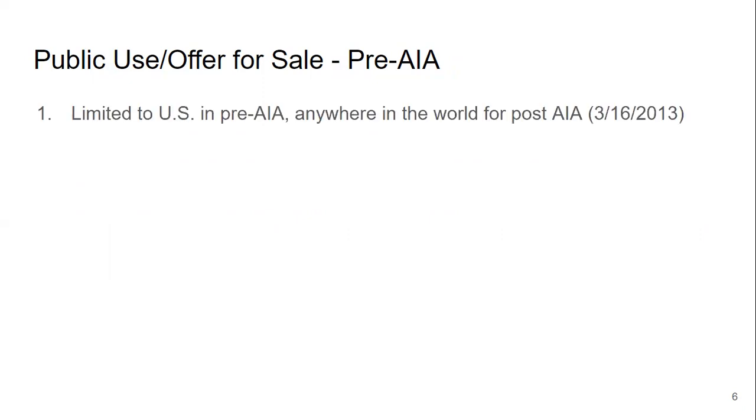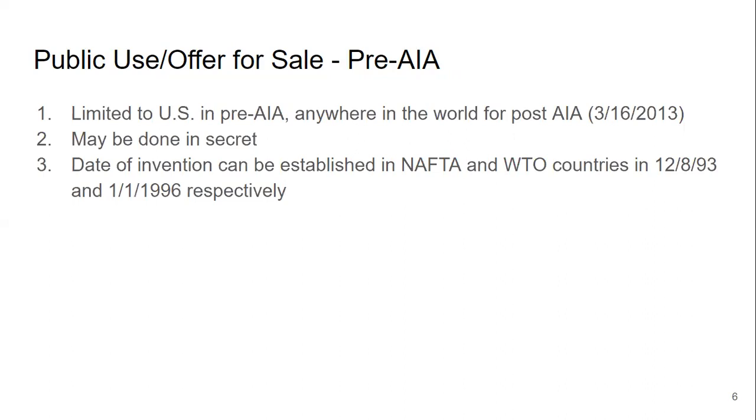So then the next aspect in the way that prior art is defined is public use and offer for sale. Using pre-AIA rules, it's limited to the US, but it's anywhere in the world for post-AIA, and that's secret, non-secret, anywhere. If it exists, then it can be used as prior art. It can be done in secret.